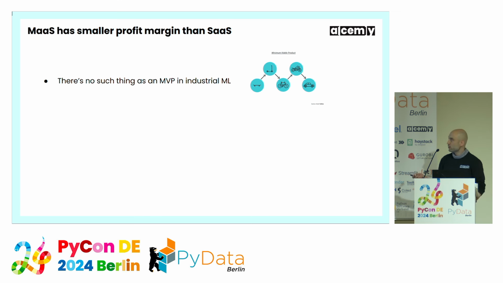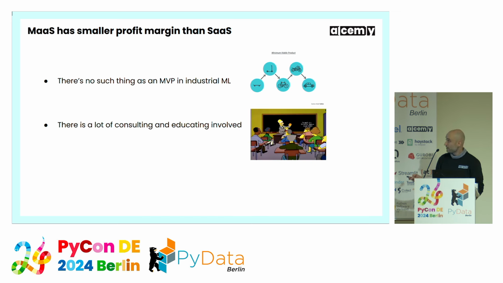Which means there's loads and loads of engineering before you actually have something that you can really show and give to a customer. And then, as I said, for example, with this prettifying example, there's loads and loads of consulting involved. You just can't throw a machine learning algorithm at your customer and expect that they know how to use it or make sense of it.